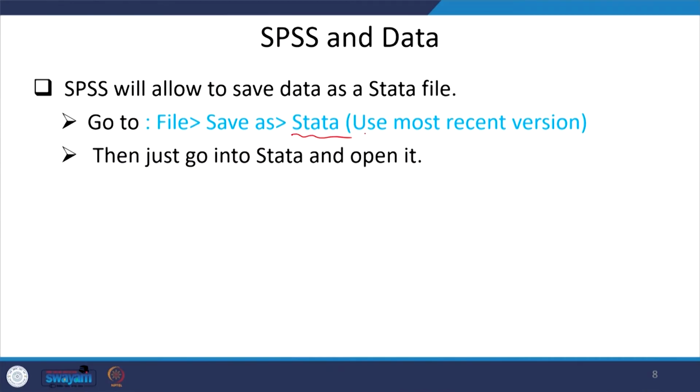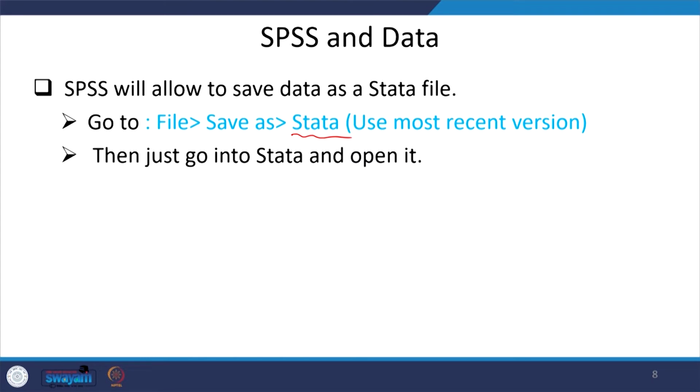So, if your data is in an SPSS file and you want to work with Stata, you can simply click File, then Save As, and options will be given to you at the bottom. Whether it is .dta, .sav, or .xls format, anything you can choose, and then your data will be saved in DTA version.